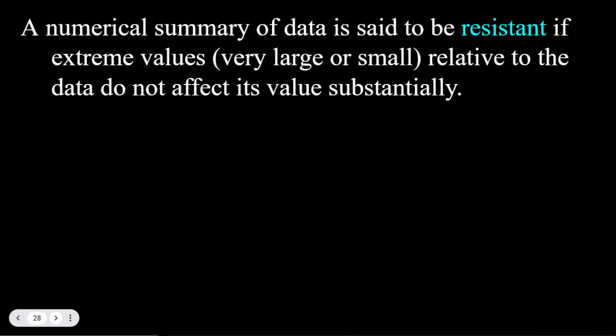A numerical summary of data is said to be resistant if extreme values, very large values or very small values, relative to the rest of the data, do not affect its value substantially. So in that case, we saw an example. The median is typically resistant, and on the other hand, the mean is not resistant. The mean tends to swing pretty drastically in one direction or the other when you have those possible outliers, the ones that are really large or really small compared to the rest of the data.